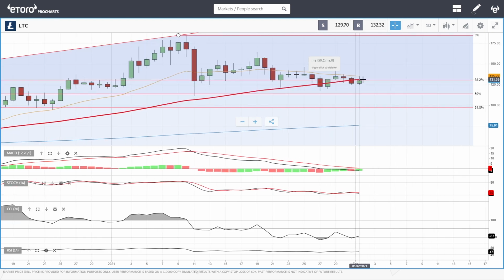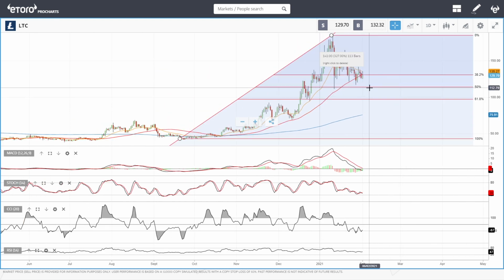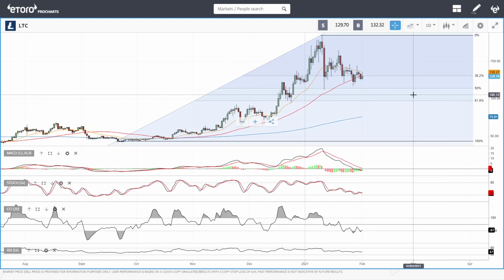So you can see that we are running into resistance here at the first Fibonacci retracement. The next support is here at the 113, and all the way down to 61.8 is roughly at $100 or $97. So it'll be interesting to see.